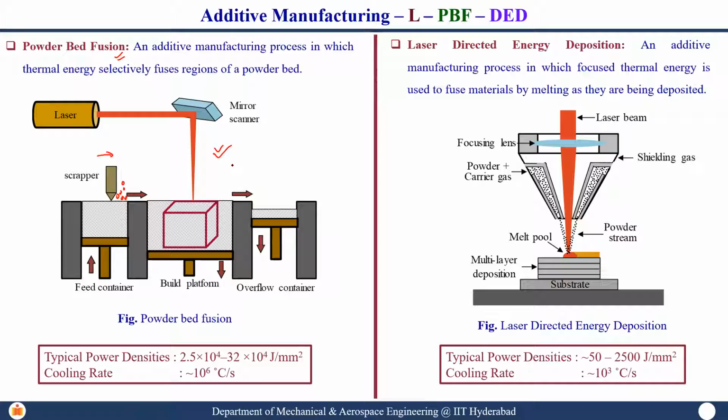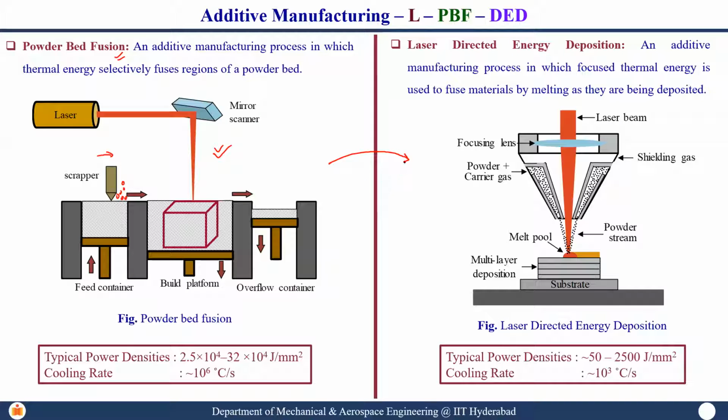No, absolutely no, because here we always need a flat surface on which the laser will scan and melt. But if you give any arbitrary structure or arbitrary shape, then it becomes very difficult for powder bed fusion to repair that particular component. So that is where the laser directed energy deposition comes into the picture.